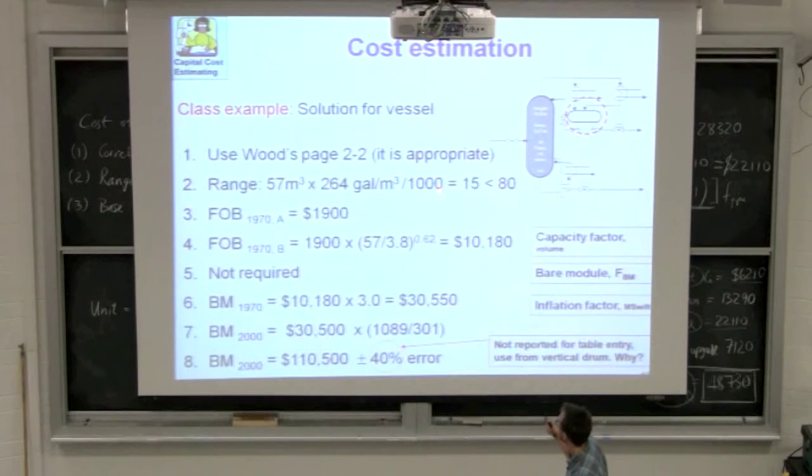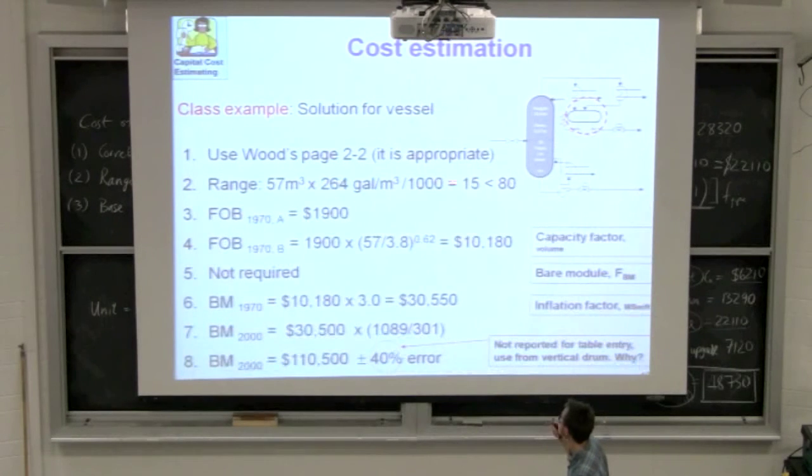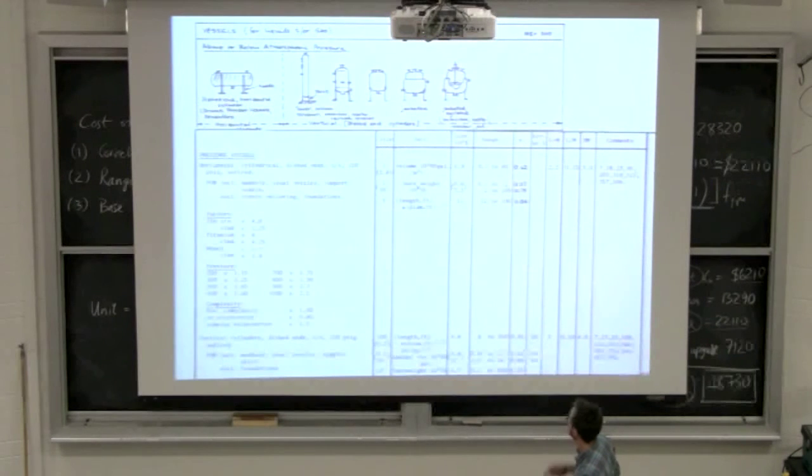So that division by 1,000 is there because our units are not in straight U.S. gallons. They're in 10 to the 3 U.S. gallons. So divide through by 1,000, we get a number that's about 15. It's less than 80, which is what the correlation is valid up to. Okay, so it's valid between 0.1 and 80.